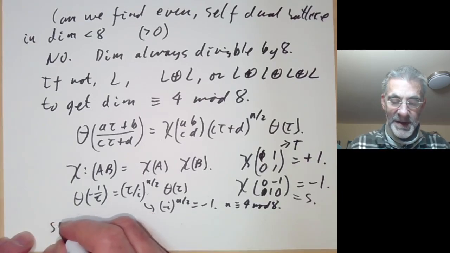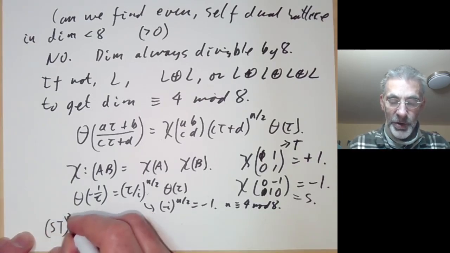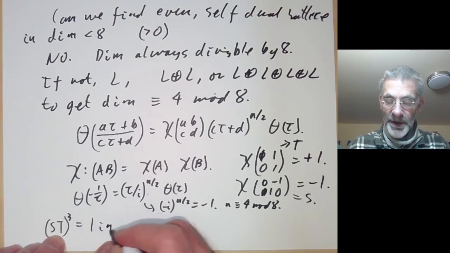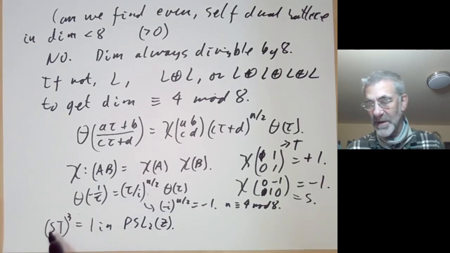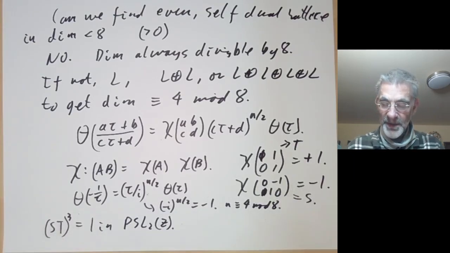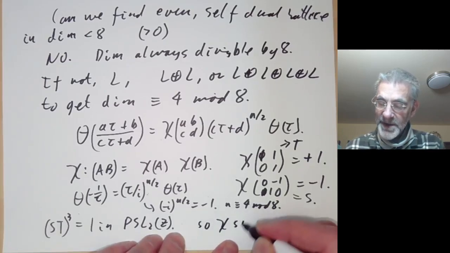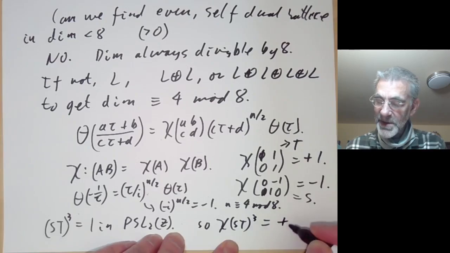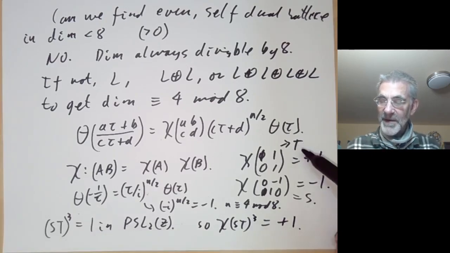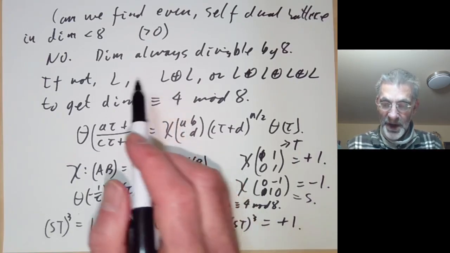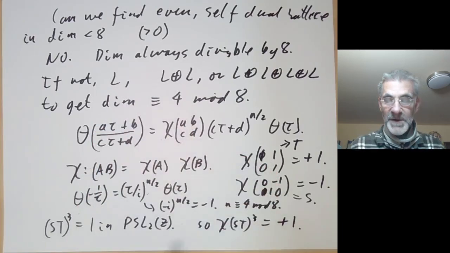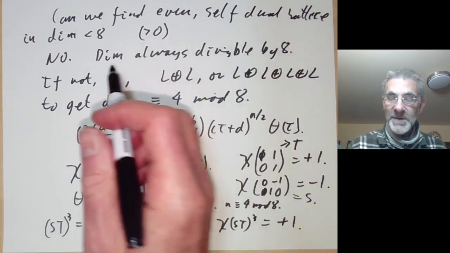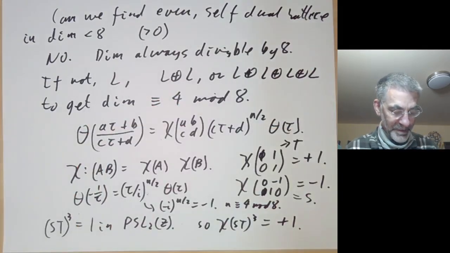Well, we notice that (st) cubed is equal to 1 in PSL2 of Z. So it's either plus or minus 1 in SL2 of Z, depending on which sign convention you use for s. So chi of (st) cubed must be equal to plus 1. However, this contradicts the fact that chi of t is 1 and chi of s is minus 1. So we reach a contradiction if we assume that the dimension of L is 4 modulo 8. So this proves that any even self-dual lattice must have dimension divisible by 8.